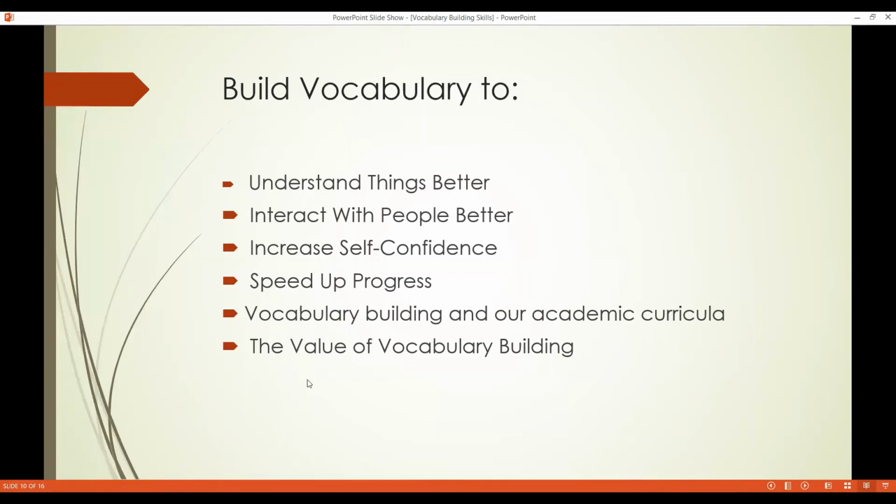If we come to the last point, that is the value of vocabulary building. What is the value of vocabulary building? A learner's lack of existing vocabulary knowledge also acts as an impediment. One of the quickest ways to increase your vocabulary, students, is to increase your existing knowledge. If you are going to read more, if you are going to increase your existing knowledge, you are going to make a difference.